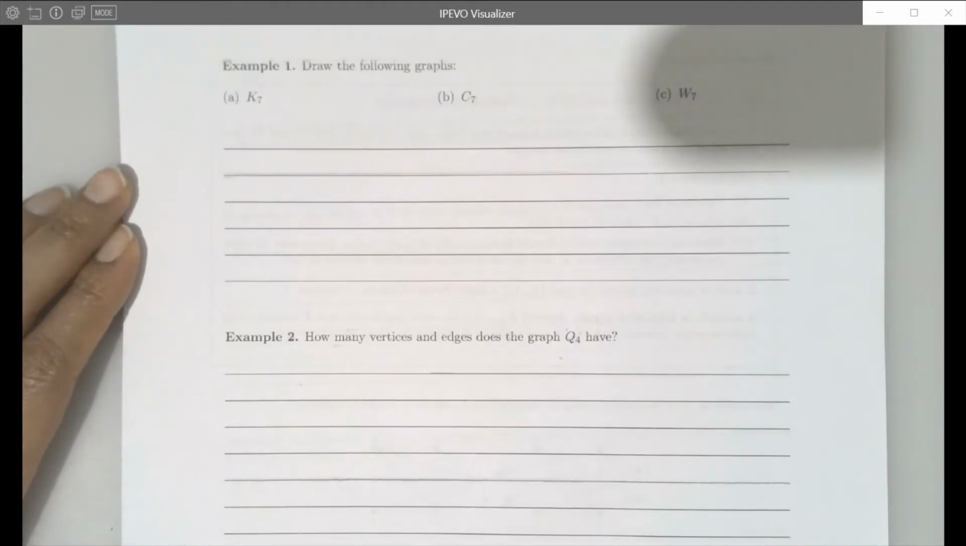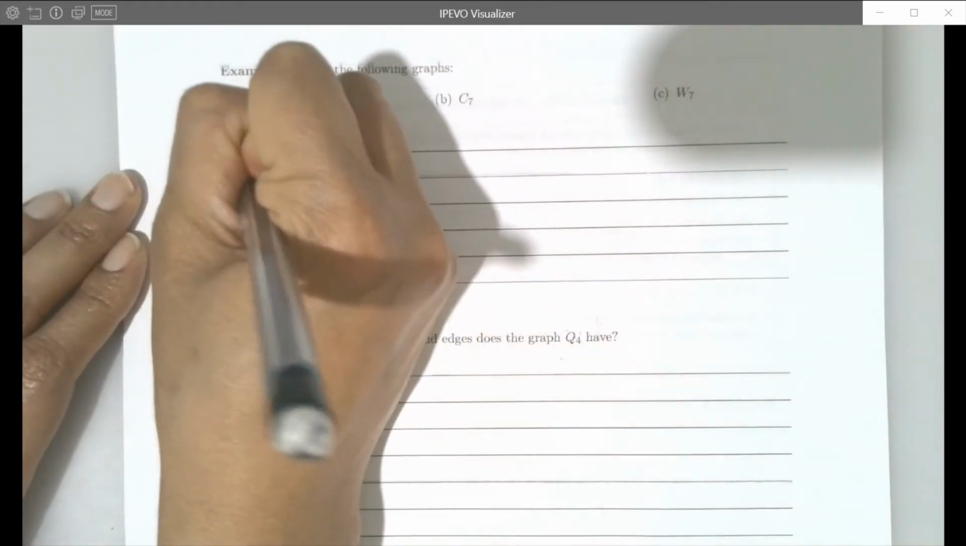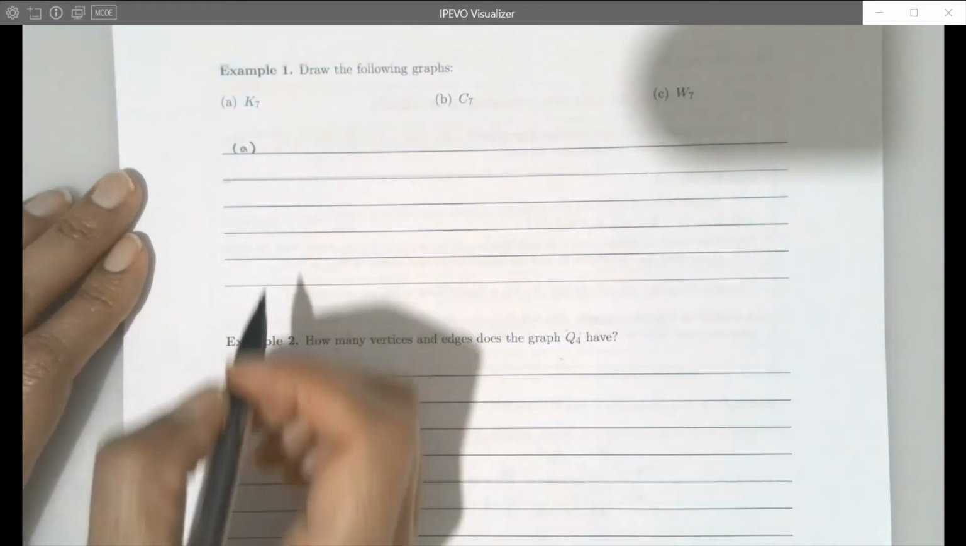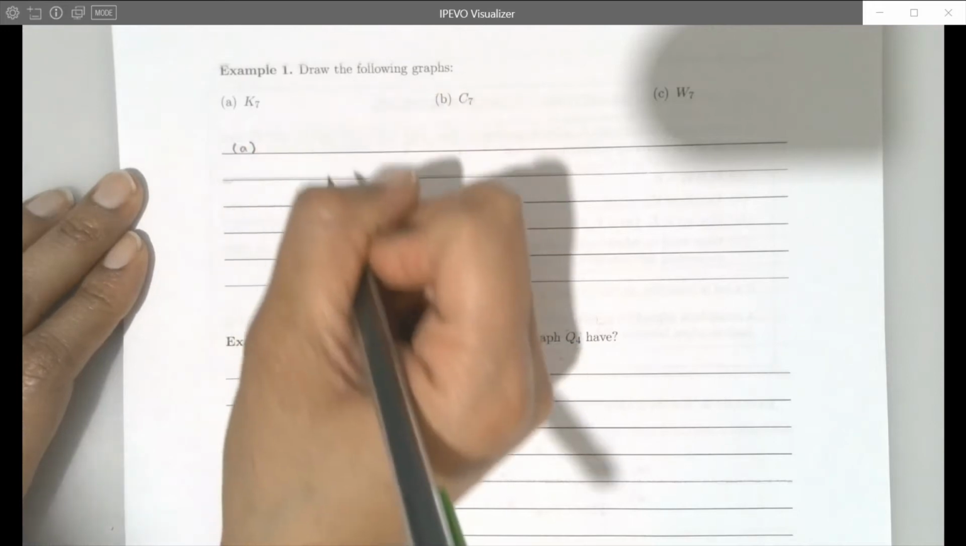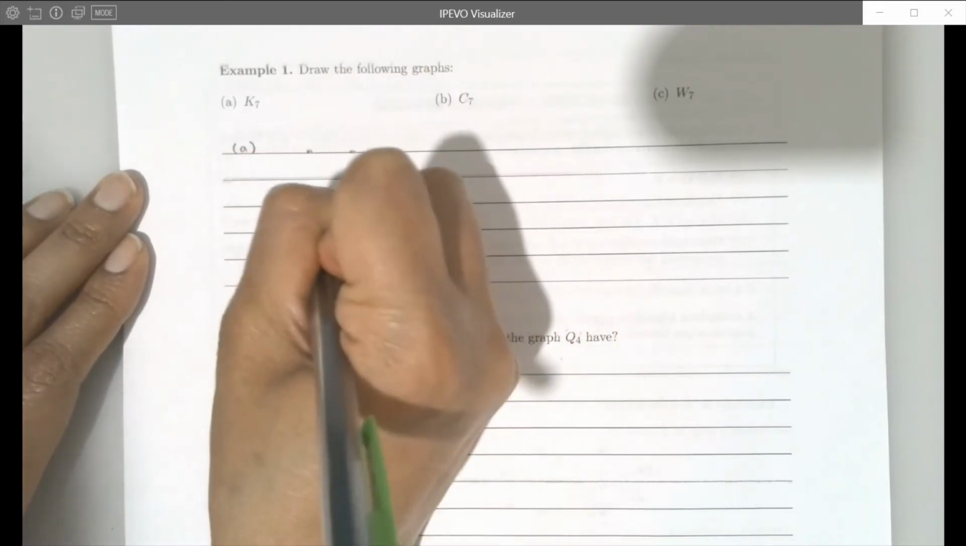Now for example 1, they're asking us to draw some additional graphs, starting with case 7, which means the complete graph with 7 nodes. So what I'll do is I'll draw the 7 nodes.